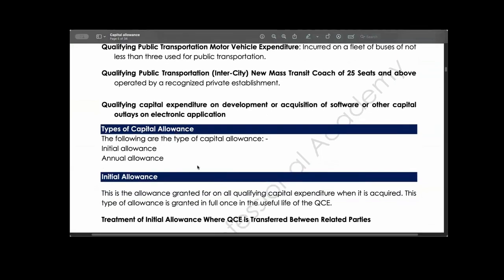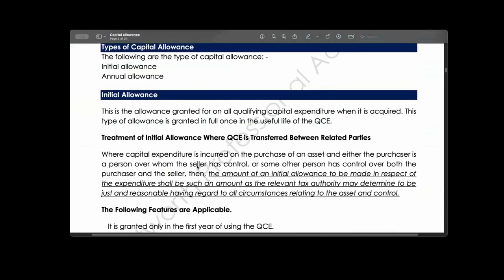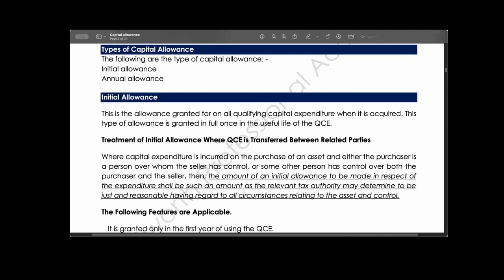And you remember we talked about initial allowance in our last class. I said an initial allowance is granted to a taxpayer that has incurred qualified capital expenditure. And this example of capital allowance is granted once throughout the useful life of the asset. That is, it's granted en bloc. You don't grant it every year. So it is granted once throughout the useful life of the asset.